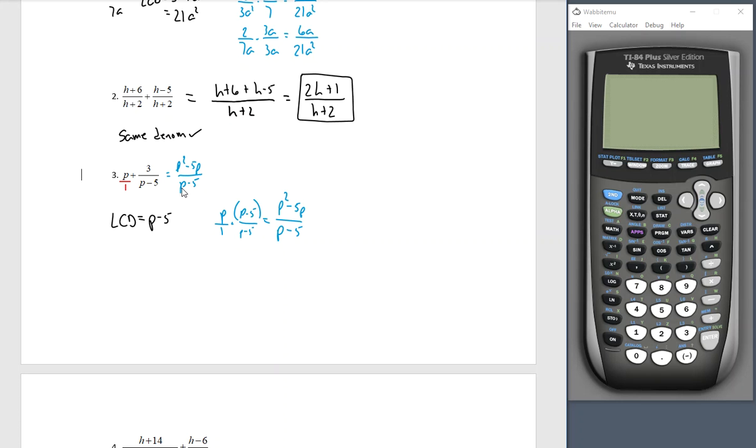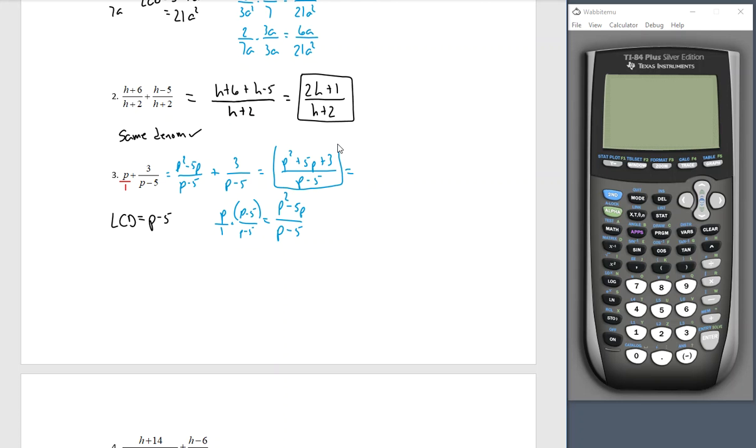I know, super tempting. Don't cancel. We need to leave that denominator. And then once the denominators are the same, we combine. And then we try to factor if we can. Two things that multiply to be 3 and add to be 5. That's not going to cancel.